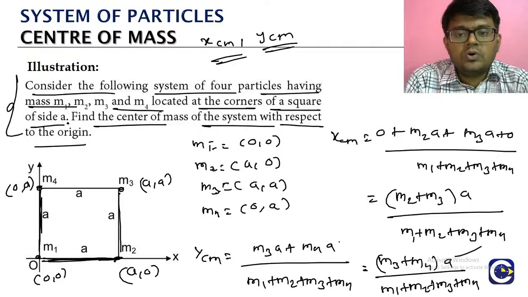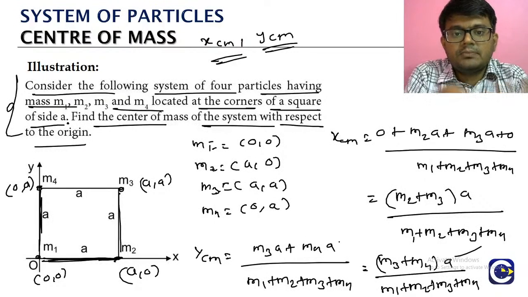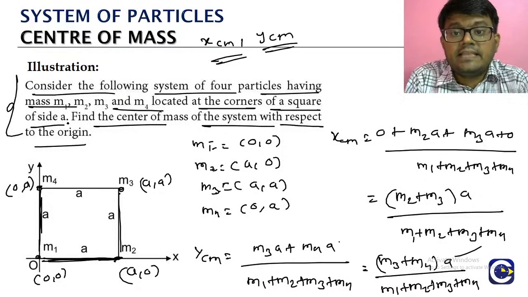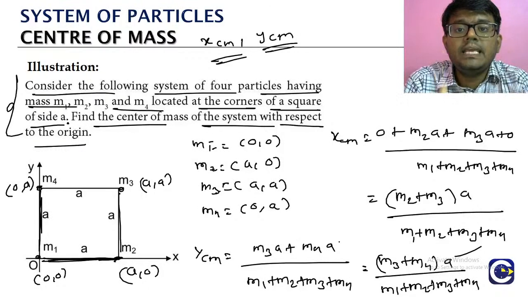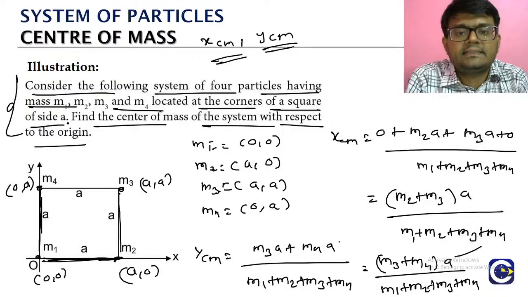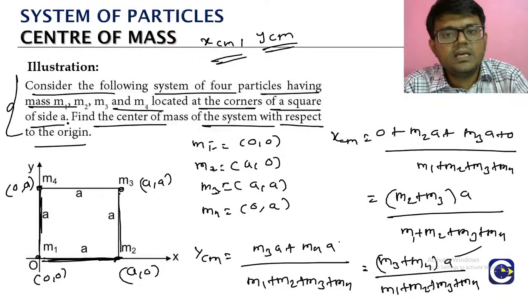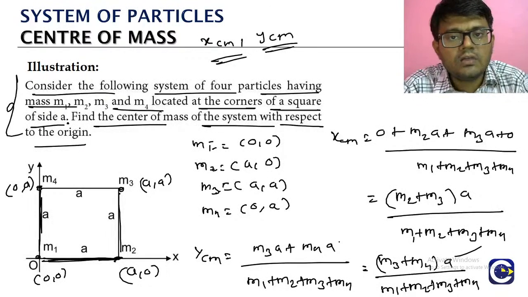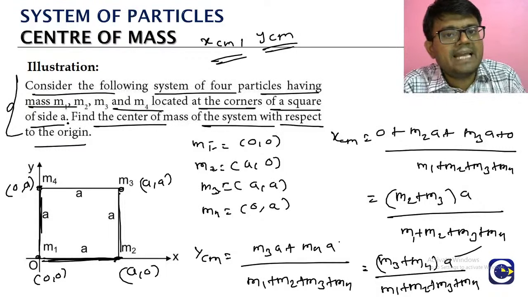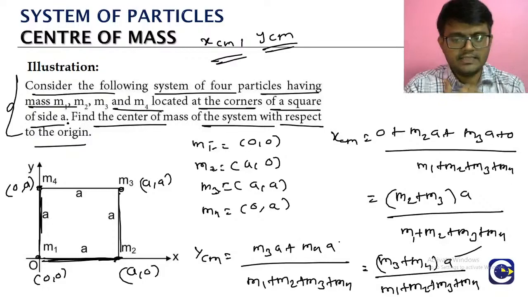Sometimes all the particles can be in a single straight line. Then we will be taking only one coordinate. Say for example, all of them are on the x-axis, then they will have only the x coordinates. If all of them are on the y-axis, then they will have only the y coordinate. If all of them are on the z-axis, then they will have only the z coordinate, like that.